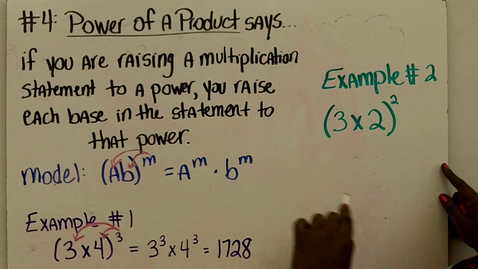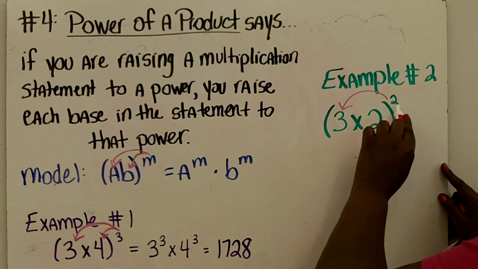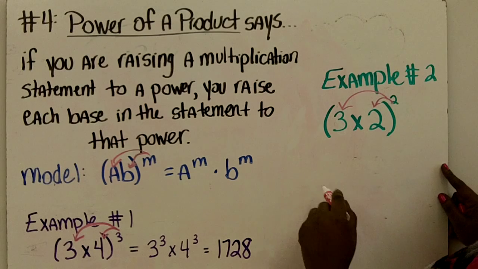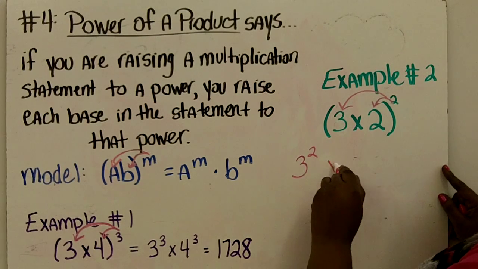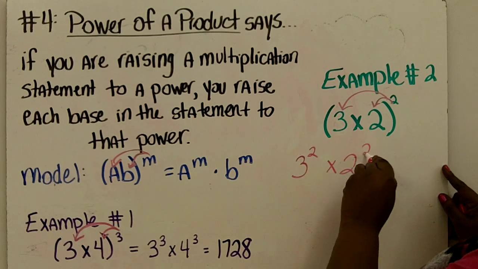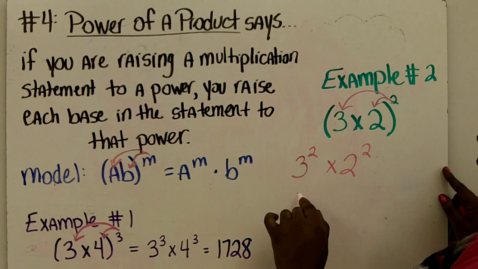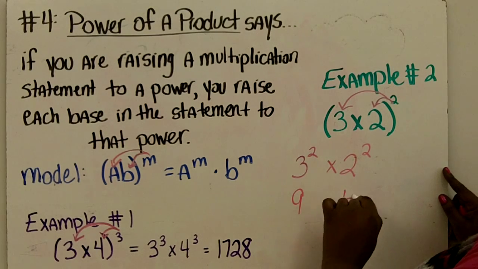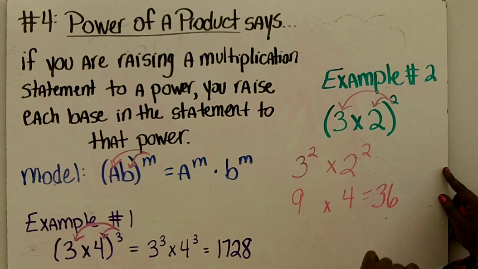Now here in example 2, we have 3 times 2, and that product is being raised to the 2nd power. So according to this rule, we would apply the exponent of 2 to the base of 3 and also the base of 2, therefore giving us 3 to the second times 2 to the second. Hopefully we've learned that 3 to the second would be 9 times 2 to the second, which is 4, to give us a product of 36.